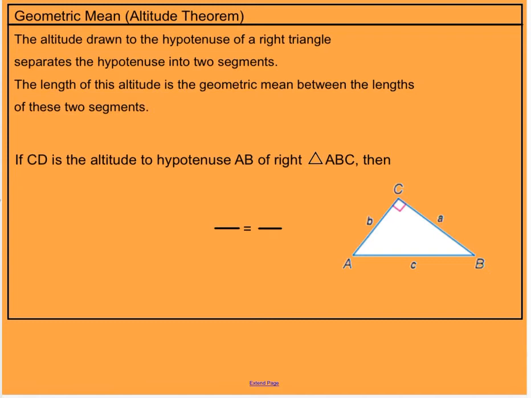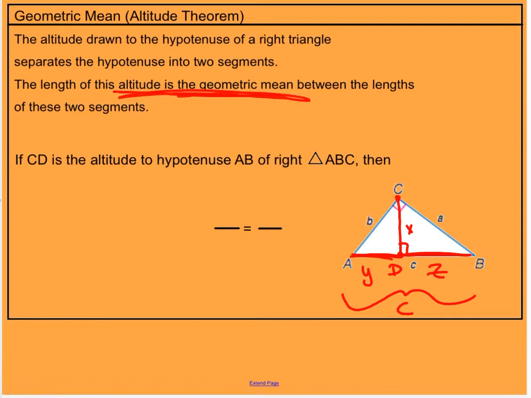If I draw the altitude, I'll call that point D. It's perpendicular. So if CD is the altitude to hypotenuse AB of the right triangle, the length of this altitude is a geometric mean between the lengths of these two segments. Whatever the length of CD is, let's call this one X, and we'll call AD here Y, and BD here Z. This whole thing, by the way, is still the hypotenuse C. So what this is saying is the length of the altitude is the geometric mean between the lengths of the two segments it cuts up.